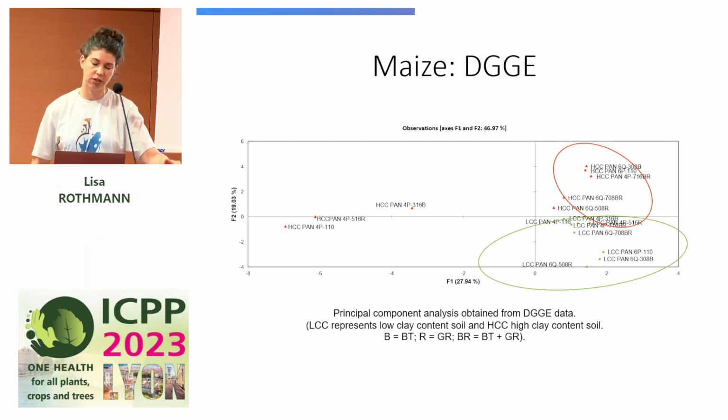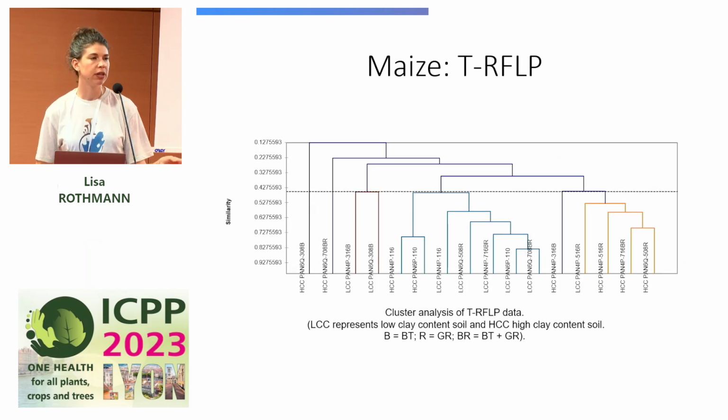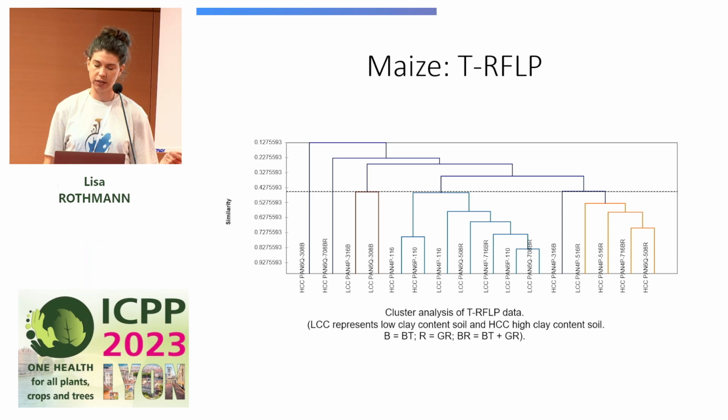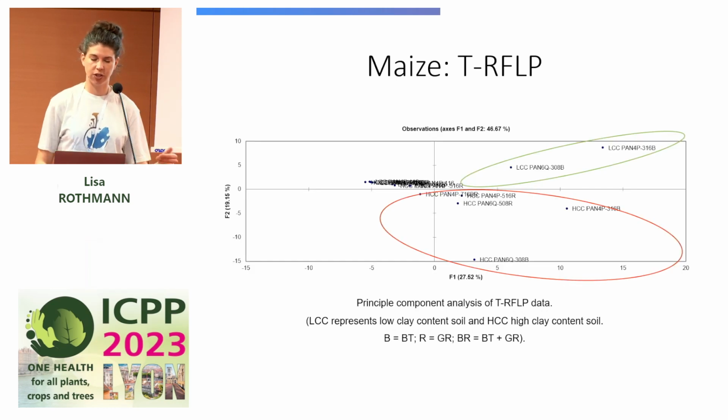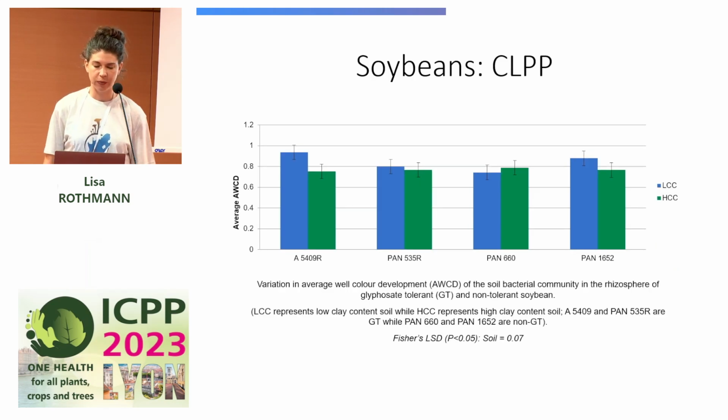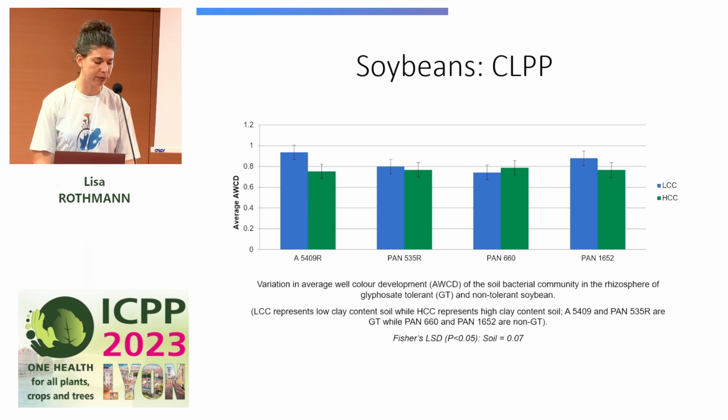Here again, just to show that the high clay content and the low clay content were those that clustered together. And then there's a group that's kind of on its own, but also all high clay content soils. A similar pattern can be observed in the RFLPs, with the high clay content clustering and then the low clay content. So I won't spend too much time on this, but you can see there was a lot of effort put into this research.